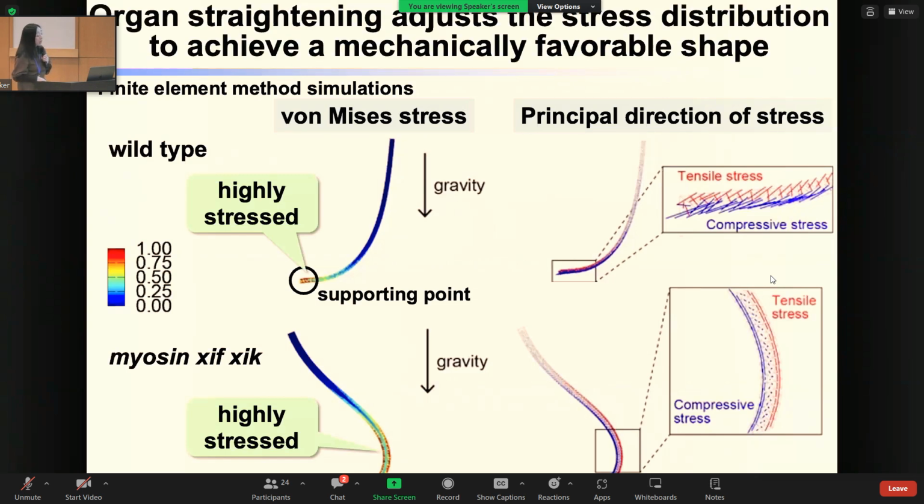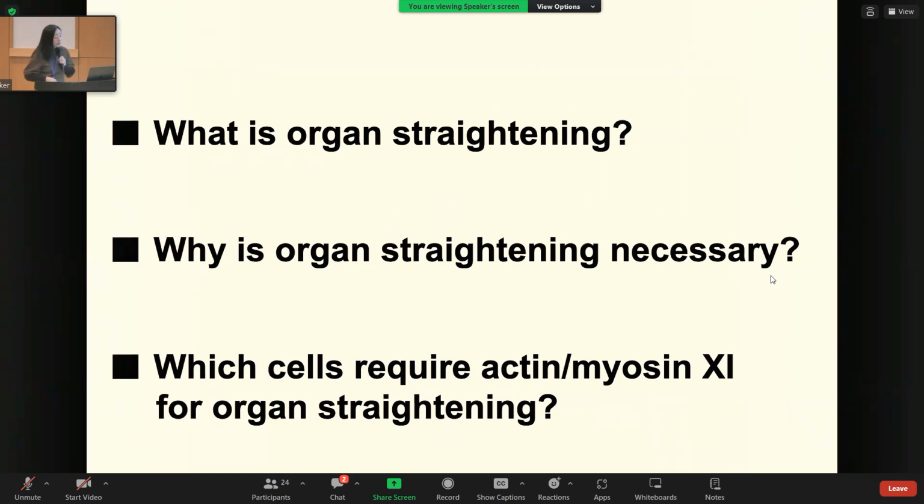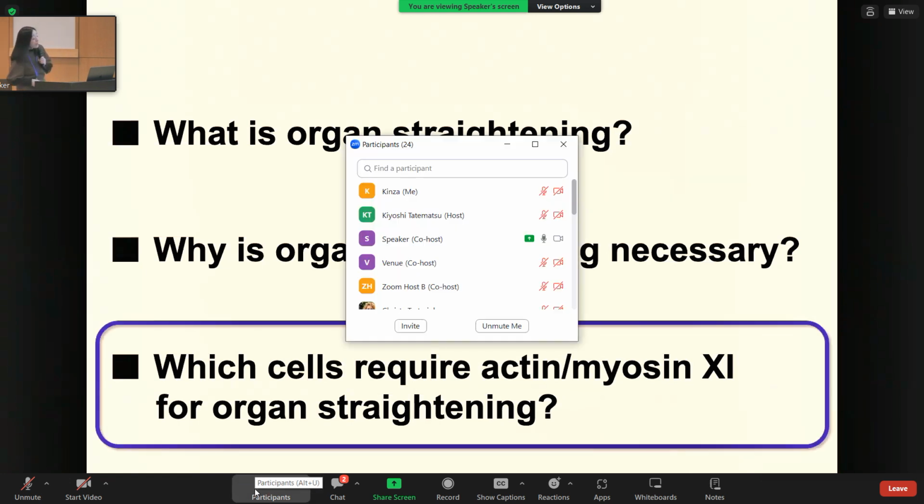Taken together, organ straightening adjusts the stress distribution to achieve a mechanically favorable shape. Having figured out the causative mechanical defects in the mutant that explained the increased bending phenotype, we would like to know the underlying molecular mechanism of straightening. In the final part, I will talk about cells that require actin myosin function in organ straightening.